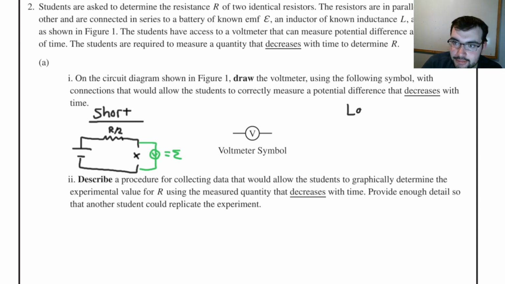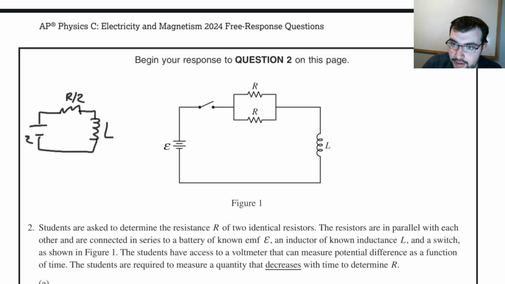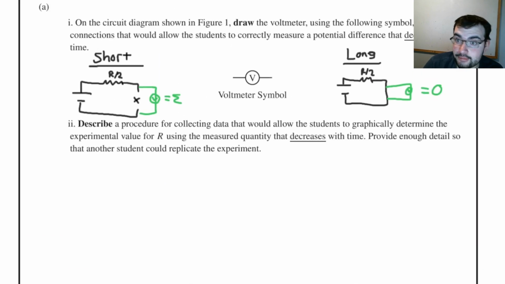But then at long times, the magnitude of the current isn't changing anymore, which means that we model the inductor as just a wire. So if we put our voltmeter here again, it reads 0. So that means that we should definitely put our voltmeter across the inductor because it's going to read the battery voltage at the start and exponentially decay to 0.